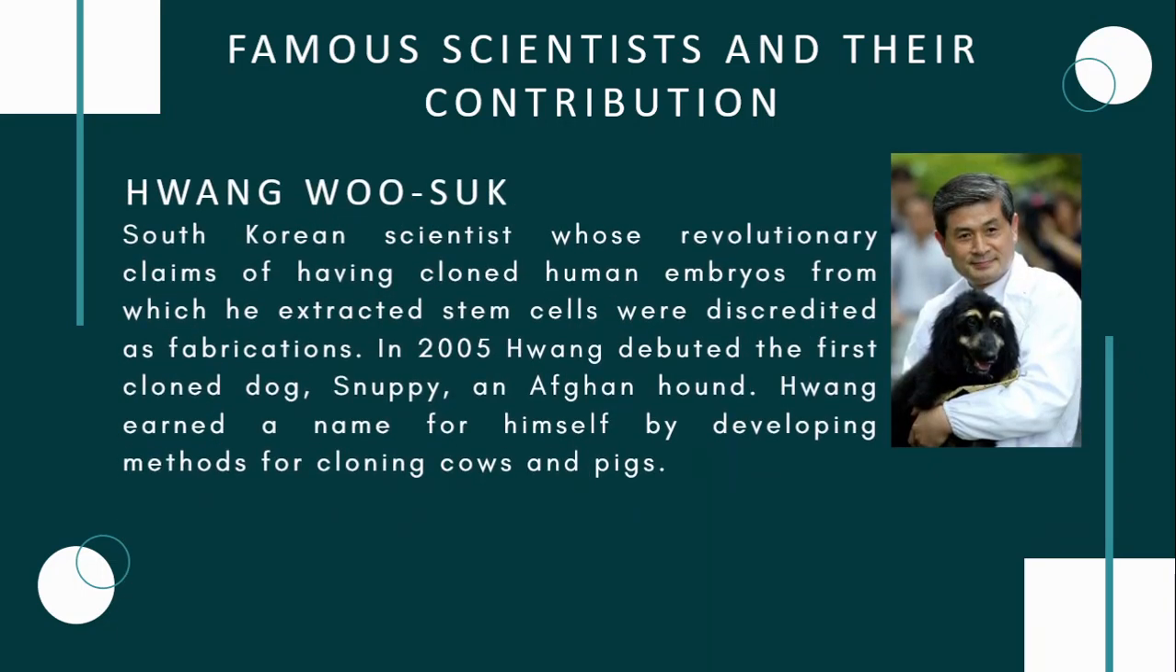Next is Dr. Hwang Woo-suk, a South Korean scientist whose revolutionary claims of having cloned human embryos from which he extracted stem cells were discredited as fabrications. In 2005, Dr. Hwang debuted the first cloned dog, named Snuppy, an Afghan hound. Dr. Hwang earned a name for himself by developing methods for cloning cows and pigs.